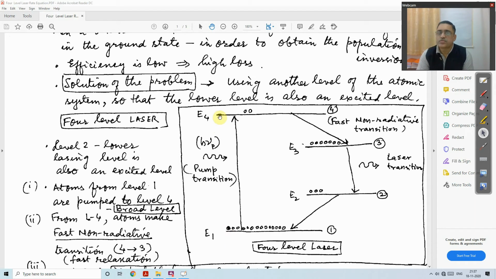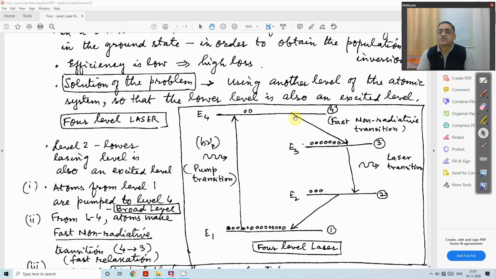E4 is a broadband level, an excited level, and the lasing transition takes place between E2 and E3. These are two intermediate levels. And we note that if it is a lasing level, the population must be inverted between these levels E2 and E3. So this is the pump. Pump raises the active atoms from ground state to the excited level.